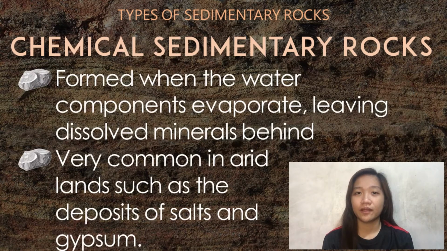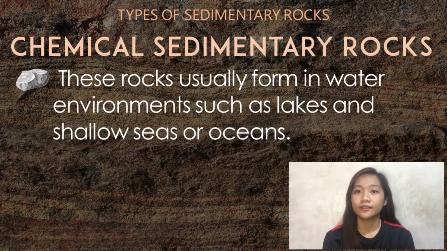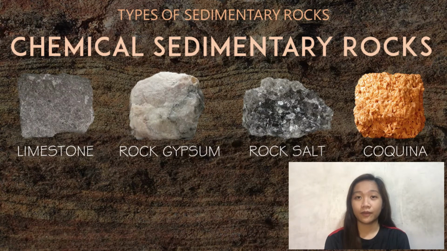Next is chemical sedimentary rocks. It is formed when the water components evaporate, leaving dissolved minerals behind. It is very common in arid lands such as the deposits of salt and gypsum. These rocks usually form in water environments such as lakes and shallow seas or oceans. Examples of chemical sedimentary rocks are limestone, rock gypsum, rock salt or halite, and coquina.